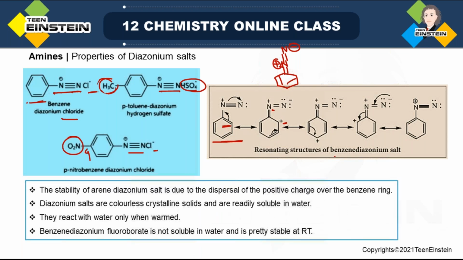Now, the stability of arene diazonium salt compared to alkyl diazonium salt, as we have already mentioned in the previous slide, is comparatively more stable. I am not saying it is very stable. It is also unstable, but comparatively more stable, and that is because of this type of resonance possible in arene diazonium salt, which you cannot have in alkyl diazonium salt. So here the positive charge is dispersed in the whole aromatic ring. So when there is more dispersal of charge, obviously the system will be more stable.